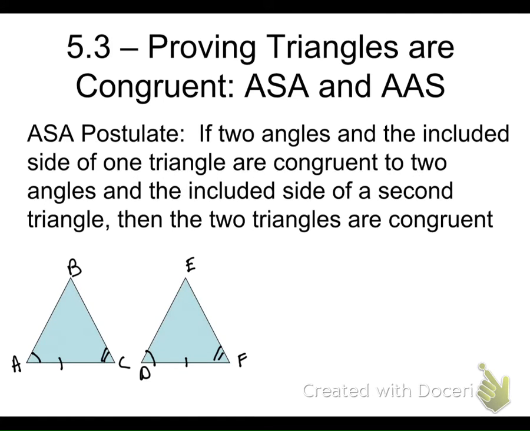Okay, so I'm going to read it again so that it makes sense. So we have the ASA postulate: two angles and the included side of one triangle are congruent to two angles and the included side of a second triangle, and the two triangles are congruent. So again, that included side, you notice that's even written with the side S in the middle, A-S-A. We're going to add this one to our sideboard.